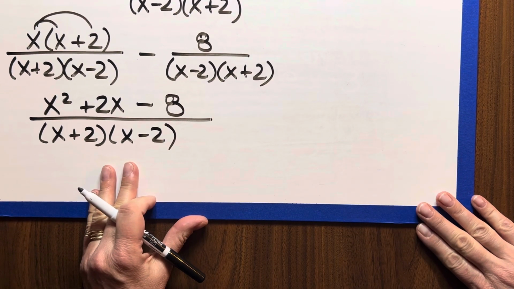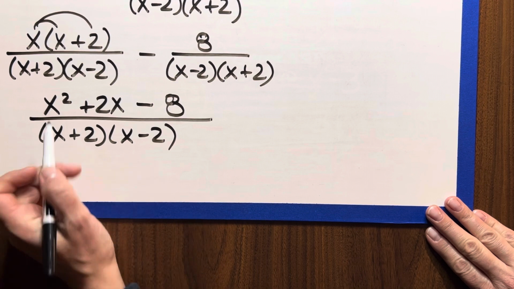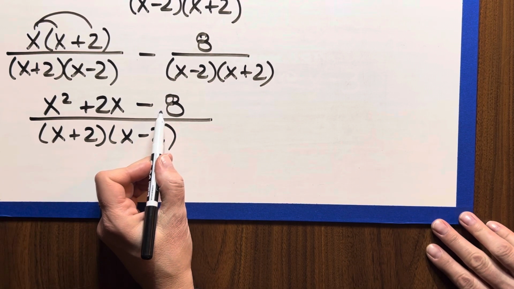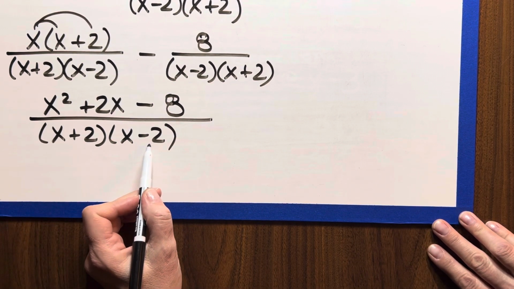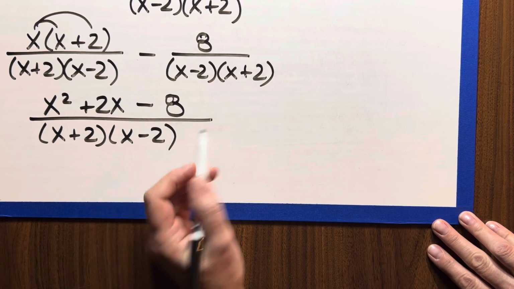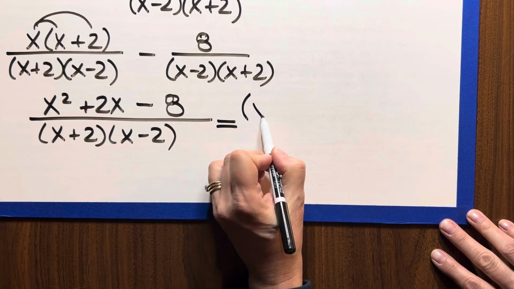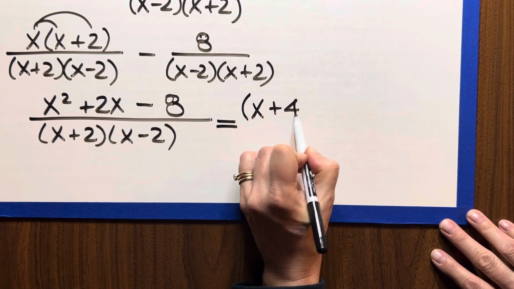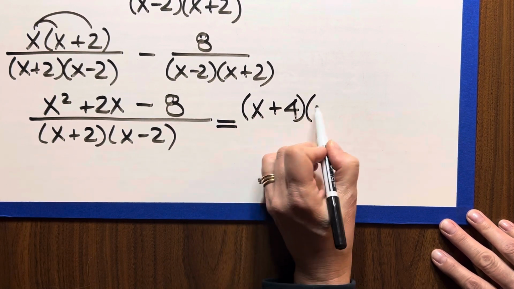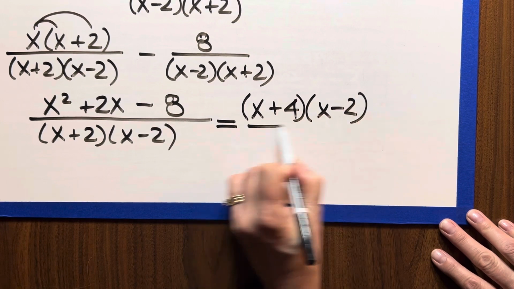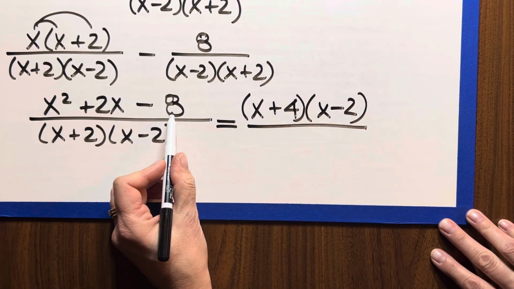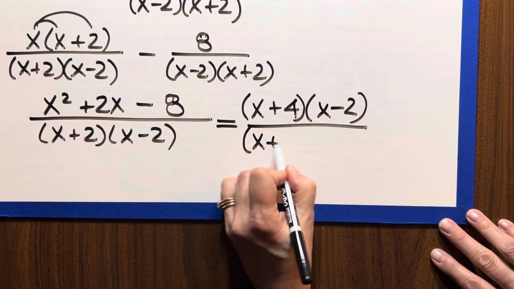Now, it may look like you're finished, but what you should also look for is to see, can I factor the numerator and then simplify it with something that's in my denominator? And in this case, we can do that. So I'm going to factor the numerator into x plus 4 and x minus 2. That's how I factor this trinomial. And here's my denominator.